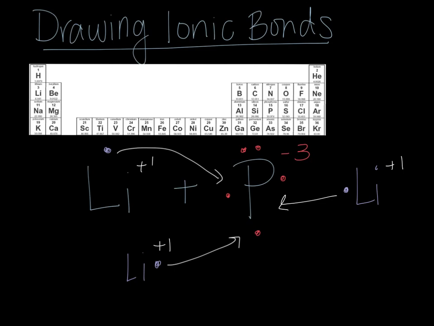And so writing the formula, I always have to write the metal first, so lithium. And how many lithium ions do I have? I've got 1, 2, 3. So lithium 3. And then I only have the 1 phosphorus, so just the P there. Okay, and that's going to be it. So you guys are ready now to get going on your own and drawing some examples.